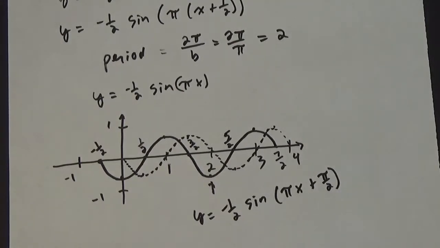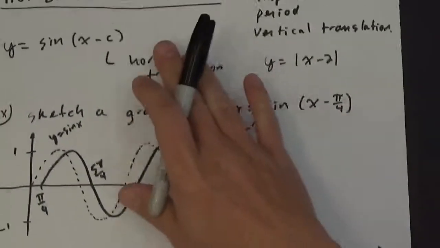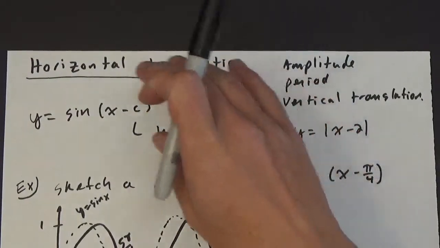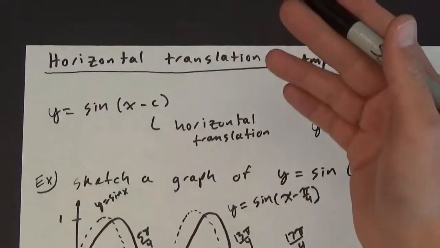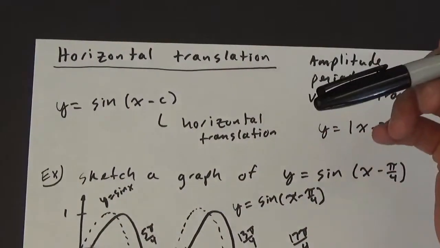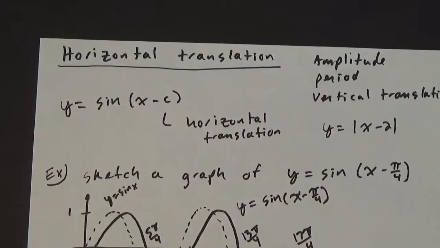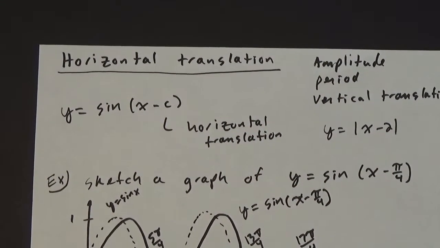All right, so we have this final transformation that we can perform on a trig function, and in this case it's the horizontal translation, and that's when we either add or subtract a number inside that trig function.